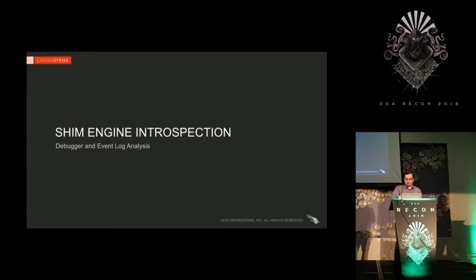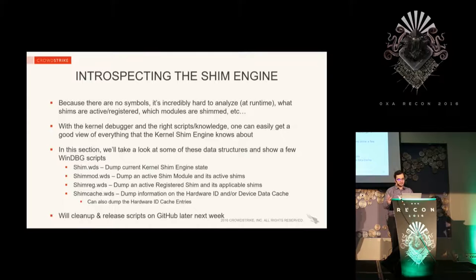I want to show you how you can actually see these shims and introspect them. There are different ways you can introspect the shim engine. Because there are actually no symbols, it's very hard to analyze at runtime what's going on. But if you have a kernel debugger, some scripts, the right knowledge, and you've done the reverse engineering, you can get a pretty good overview of everything that the shim engine has been doing. So I'm going to show you a few scripts here. Hopefully they're going to work.